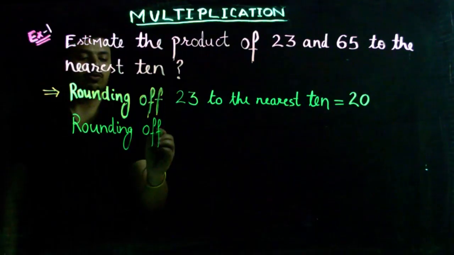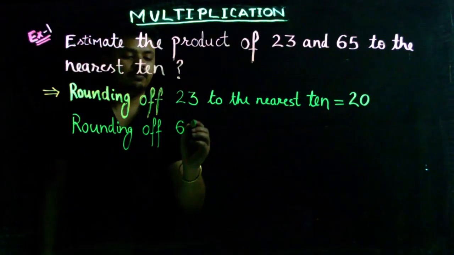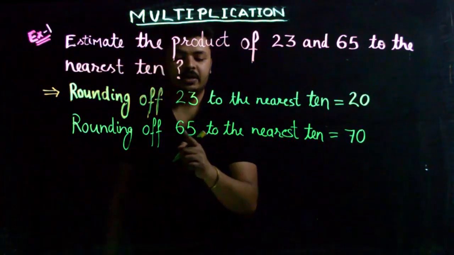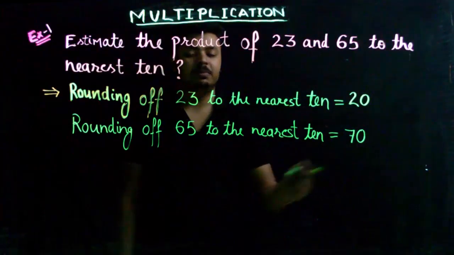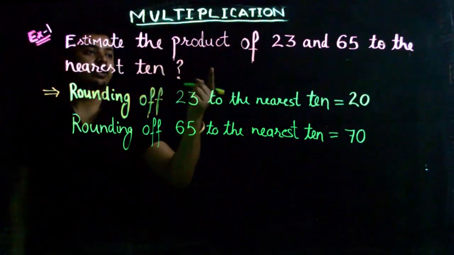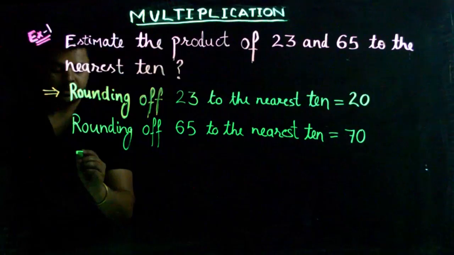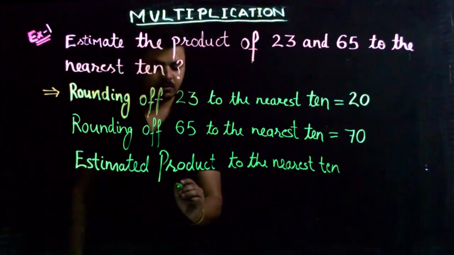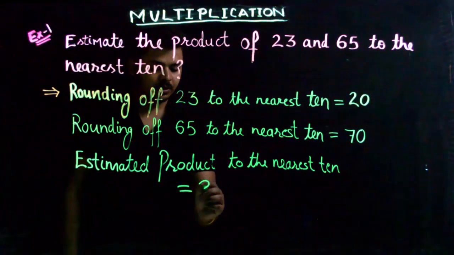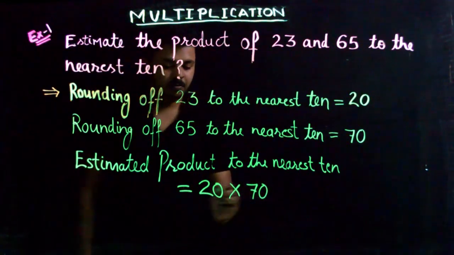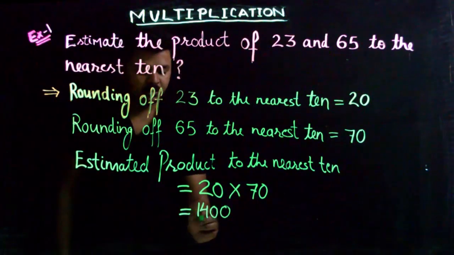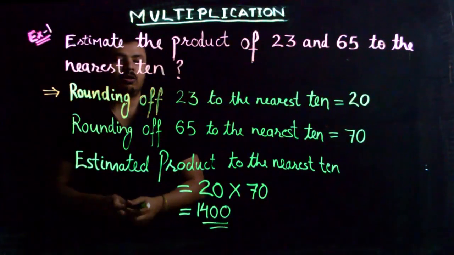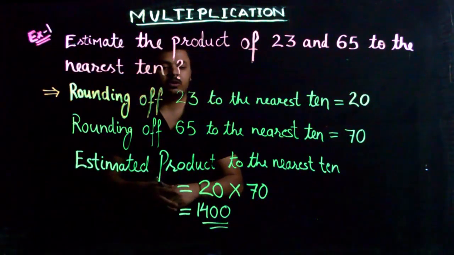Similarly, rounding off 65, as the number at one's place is 5, the number at tens place increases by 1, so it becomes 70. So now we have to estimate the product of the two. So estimated product to the nearest 10 is equal to rounding of number 20 into 70. So the product of 20 and 70 is 1400, which is our estimated product of the given numbers. So students, I hope you have understood how to find the estimated product of the two numbers.